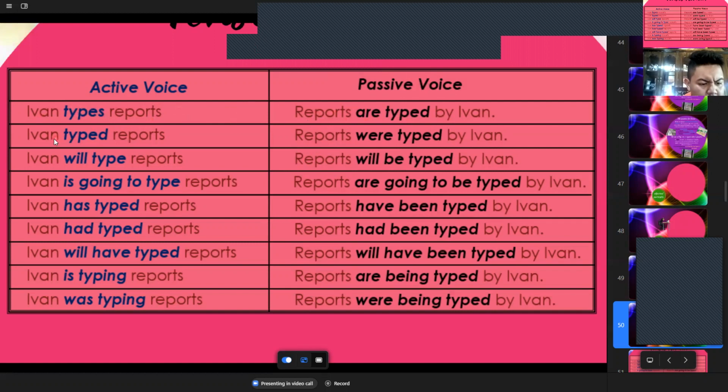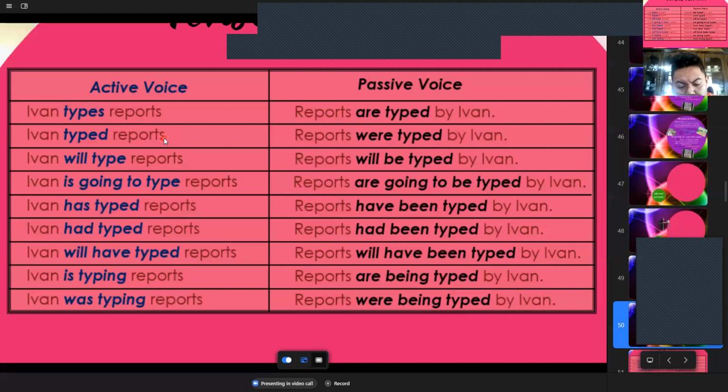Now, the next idea: Ivan typed reports. I am using this in simple past. This is simple past, active. If I change it into passive voice, I say, reports were typed by Ivan. Now, pay attention because we are going to practice today using these two structures, present and past.